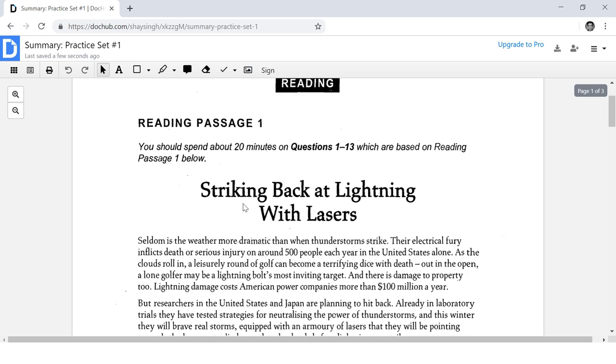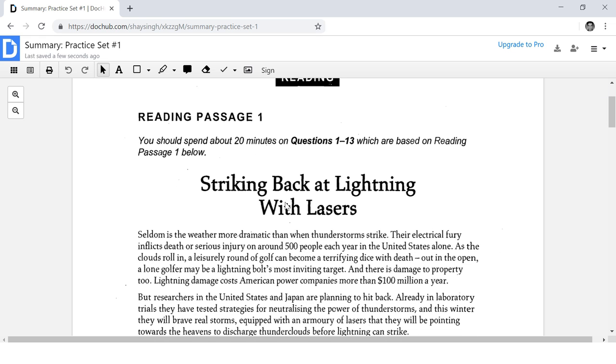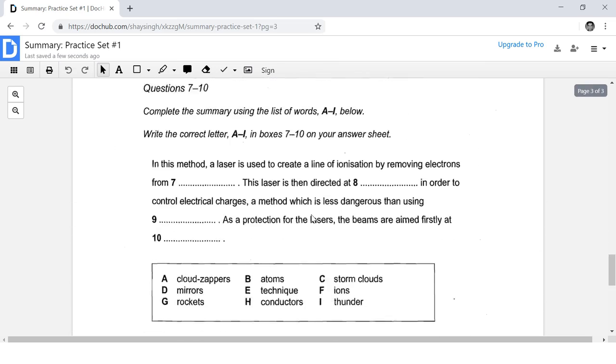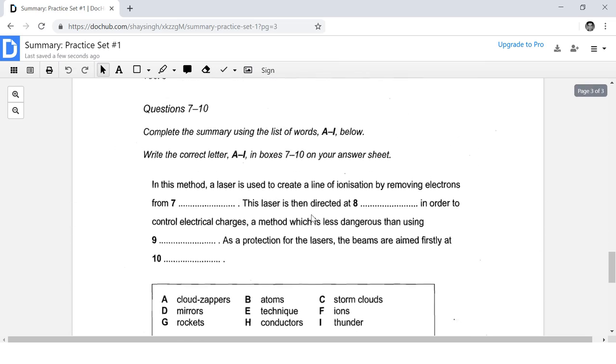We're going to begin by first reading the title of the article so that we have a general understanding of what this article is going to be about. So the article is about striking back at lightning with lasers. Now let's come down to our questions. And let me summarize what you would do at this point.